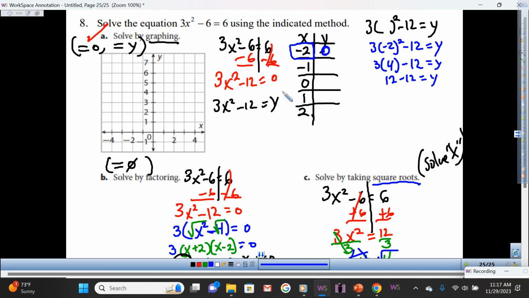All right, let's do it again now for negative 1. So I'm going to start all over. So it's 3 parentheses negative 1 squared minus 12 equals to y. So what is negative 1 squared, everyone? 3 times 1 is 3 minus 12 equals y. 3 minus 12 is negative 9 equals y, and that goes right there. So far so good, yes? All right.